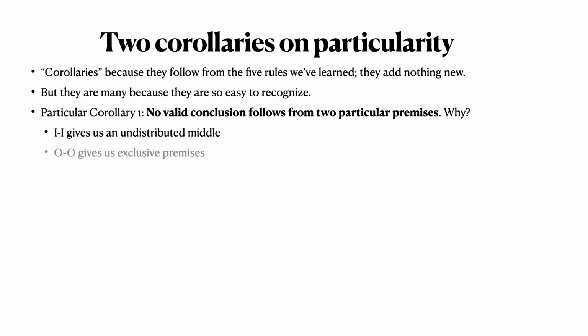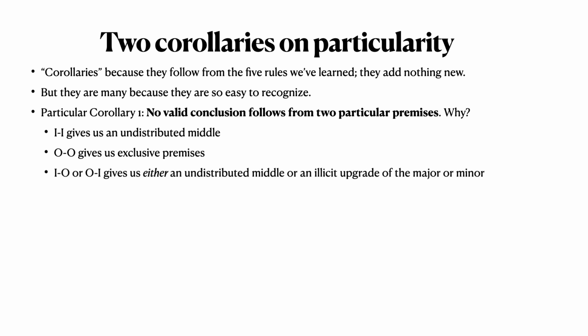That won't work. How about an O and an O? Exclusive premises. Those are both negative. So that won't work. So one of these violates Rule 2, one of them violates Rule 4. How about either an I-O or an O-I? If you do that, you're either going to get an undistributed middle or you're going to get an illicit upgrade of the major or the minor term, depending on exactly how you arrange it. But under no circumstances are you going to get a valid syllogism if you have two particular propositions in the premises. Okay.